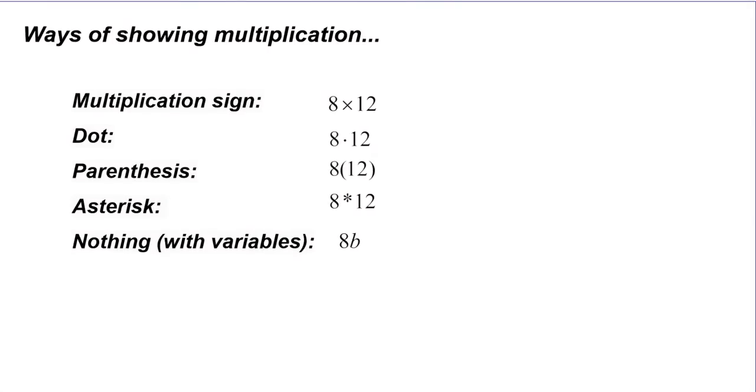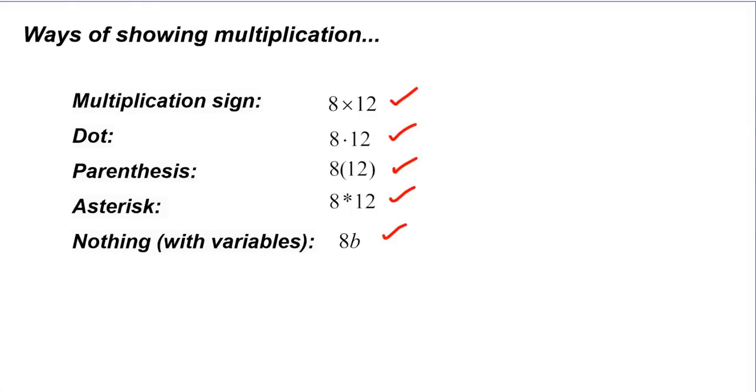And here I just want to talk about ways of showing multiplication. There's a lot of ways to show multiplication in math, so I just want to cover those so we don't get confused. One of them would be using the traditional multiplication sign. Another would be using the dot, 8 times 12. Sometimes we can just use parentheses to show multiplication, or sometimes we use an asterisk to show multiplication. And then sometimes we use nothing at all, and we usually use that with a variable. So 8b means 8 times b.